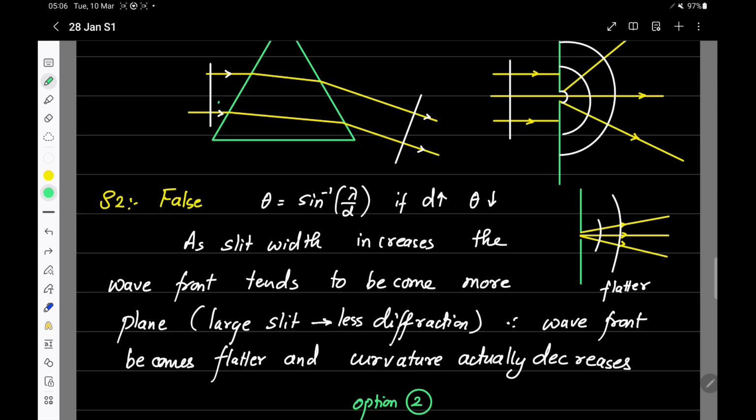we can say the curvature actually decreases, because for curvature to increase, we want it to become more and more curved, right? So the smaller the slit width, the larger the curvature. But if you make a larger slit width, you will get smaller curvature. So option 2 seems to be the correct answer.